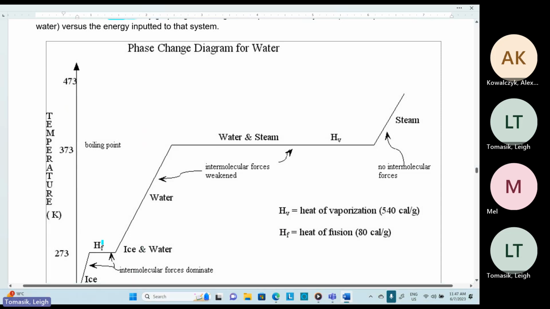So you can see on this graph here, I have the same sort of graph as from the Gizmo. Anytime it's flat, we have a latent heat. So we have the latent heat HV, the latent heat of vaporization, which is when we go from a liquid to a gas. And we have the latent heat of fusion, which is when we go from a solid to a liquid.